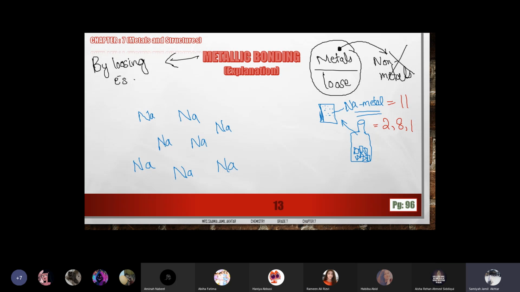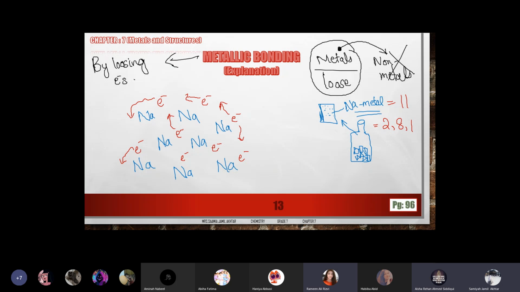You just give it the name bonding, because there is no compound formation. It's only a mixture, they're grouped together. You can say it's a collection of sodium atoms. Sodium will lose its electron from the outermost shell. Each sodium will lose its electron, and because there is nobody to accept the electron, this electron will start roaming around. It will start moving into the whole space available, because we know that electrons are moving.